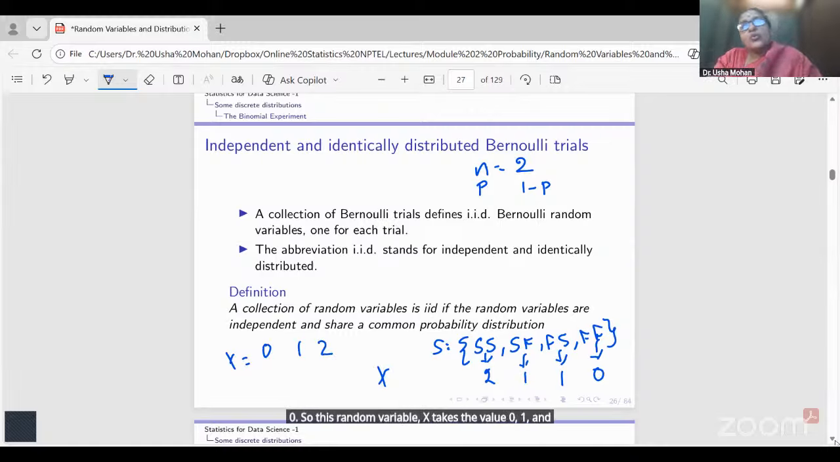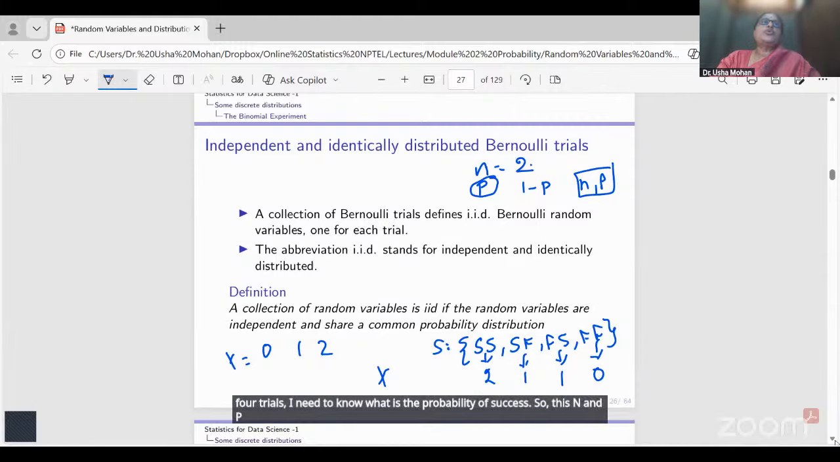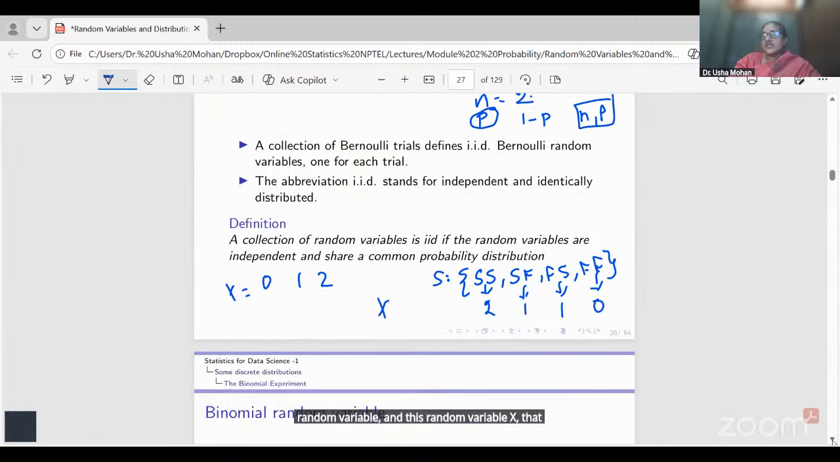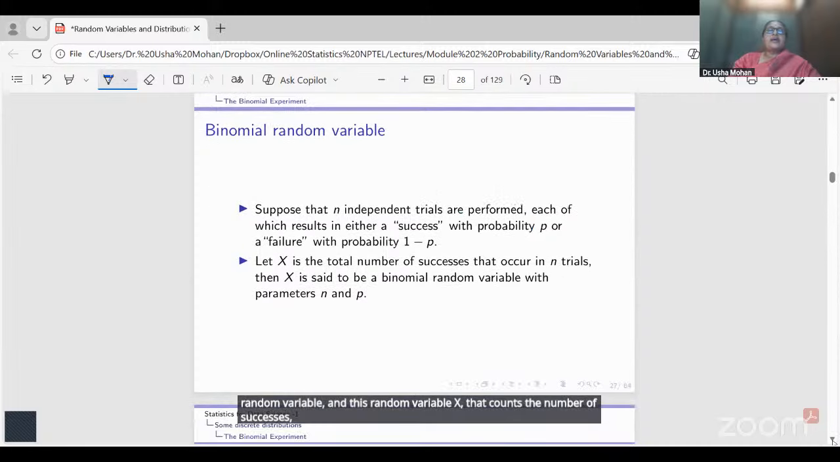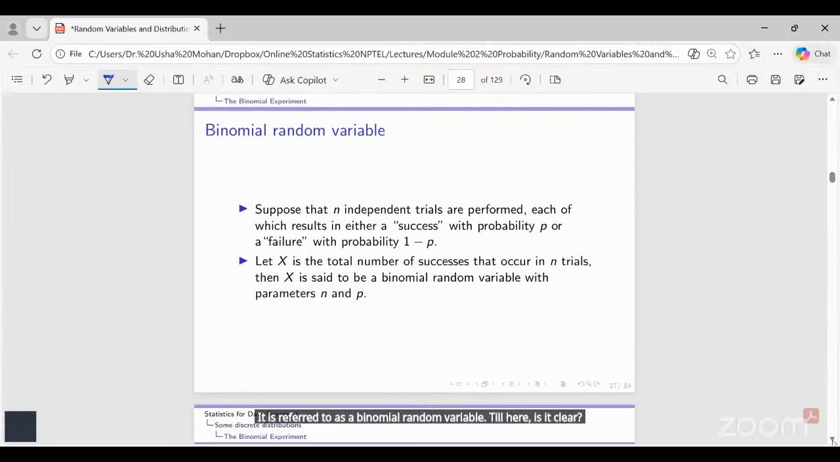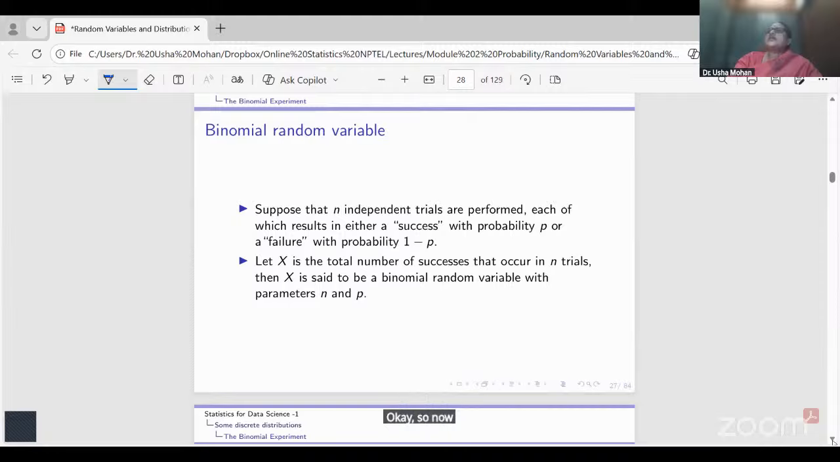So I'm counting the number of successes that occur in 2 trials. I need to know the probability of success. So this N and P are referred to as the parameters of the random variable. And this random variable X that counts the number of successes is referred to as a binomial random variable. Till here, is it clear? Okay.